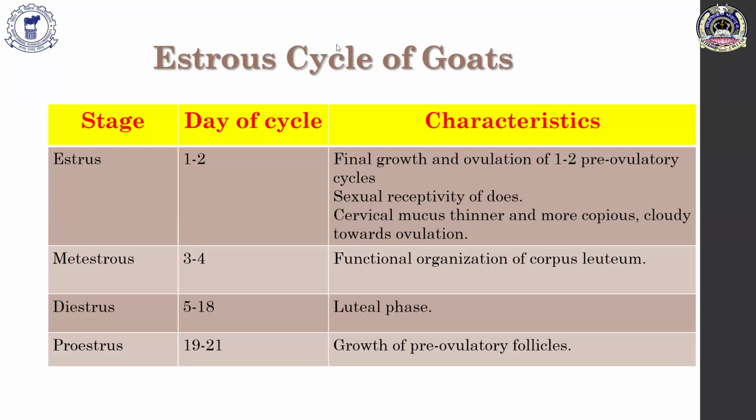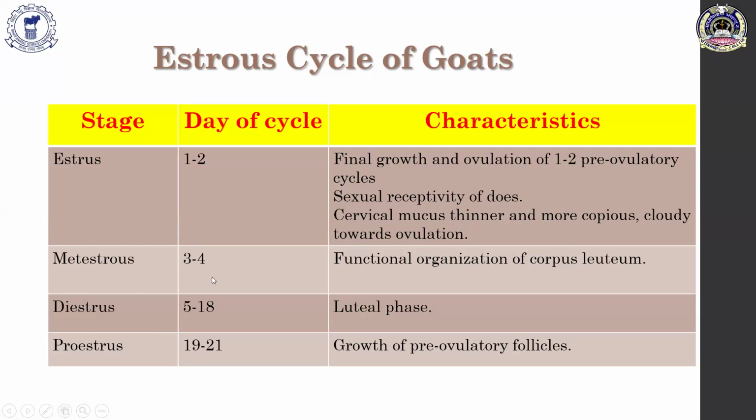When we talk about the stages, as we have seen, there are 4 stages: estrus, metestrus, diestrus, and proestrus. The day cycle for estrus is 1 to 2 days. We can say 24 to 36 hours. Here we can see the characteristics: the final growth and ovulation. 1 to 2 pre-ovulatory cycles will take place. The sexual receptivity will occur. The cervical mucus will become thinner and more copious.